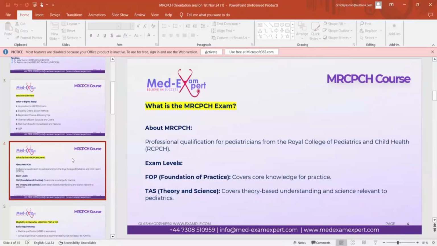In theory and science, they expect that you have the knowledge of around ST3 or ST4. The passing criteria of foundation of practice is somewhere around 60, sometimes more than 65, sometimes 62. It's according to the centile. The passing criteria of theory and science is not that high, but relatively theory and science is a bit more difficult than foundation of practice.